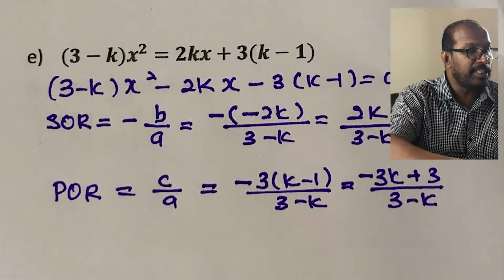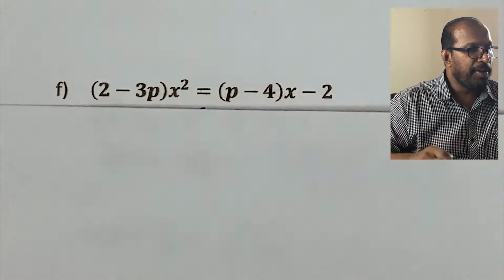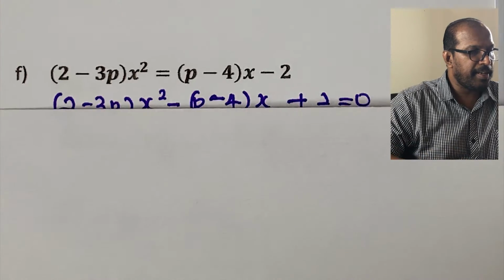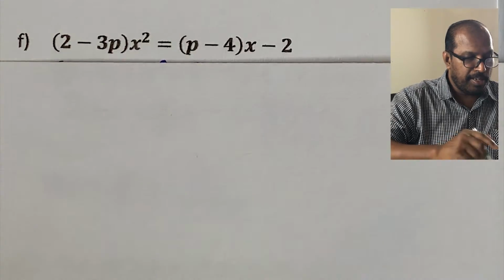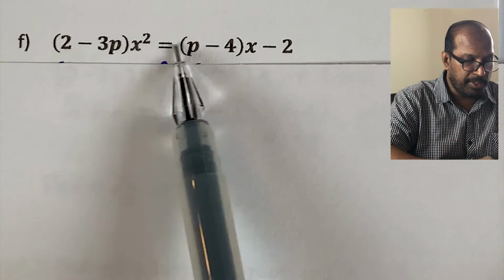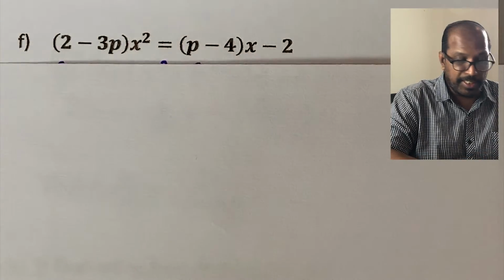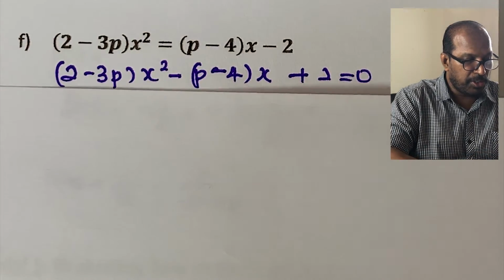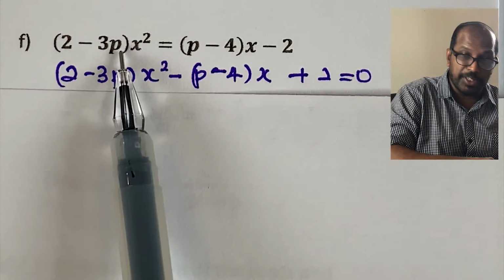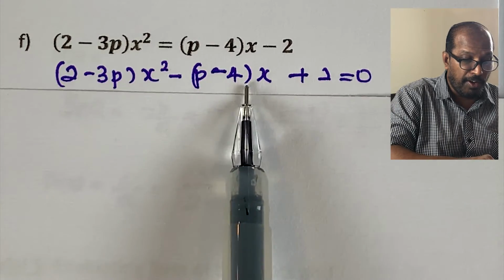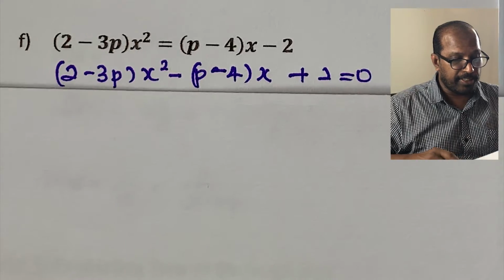Now we move on to section F. The question is (2 minus 3p)x squared equals (p minus 4)x minus 2. So we bring everything to the other side. We get (2 minus 3p)x squared minus (p minus 4)x, and minus 2 on this side becomes plus 2. Now this is in quadratic form.